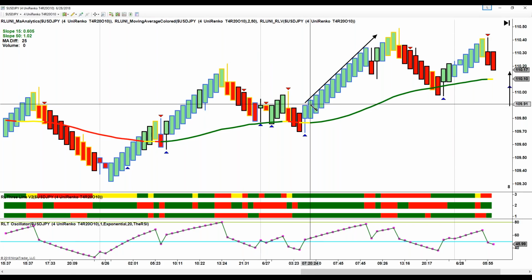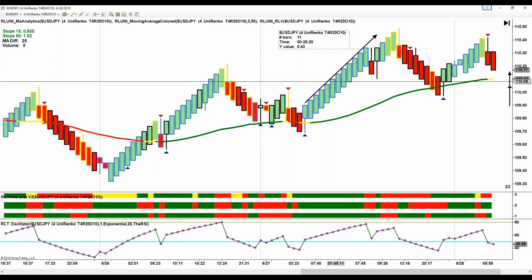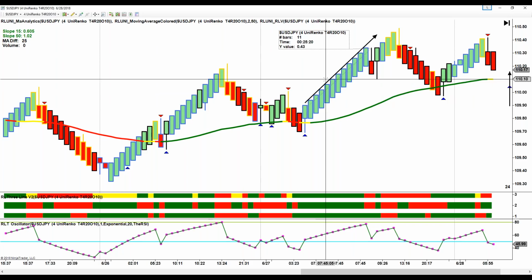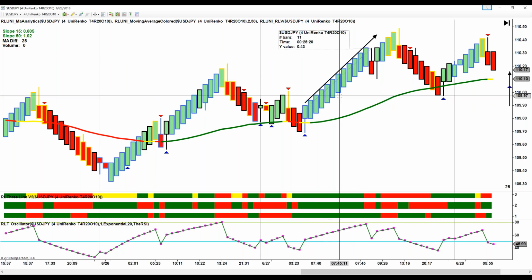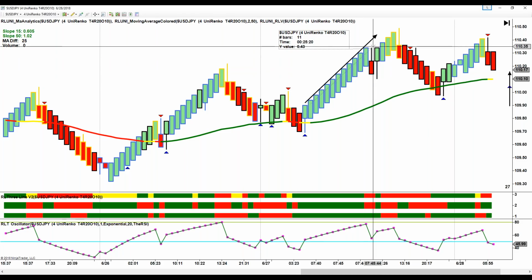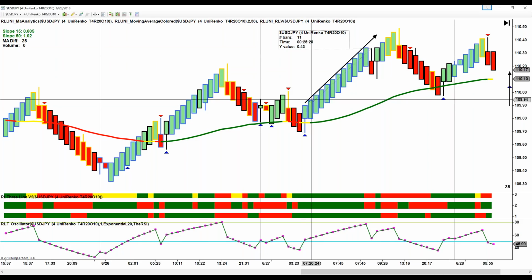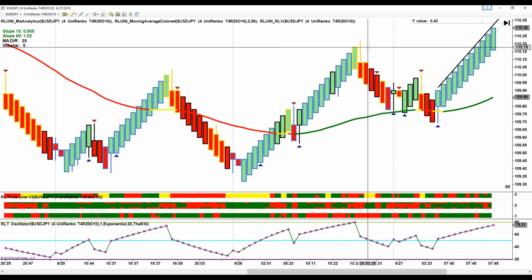And this is a 4 Unorenko. So this is a 43 pip trade. And there's no way you're going to get taken out because there's no wick at the bottom of this candle. Now, you're not going to get the top of the trade because you're going to be on a trailer. But the trade from entry to maximum excursion is 43 pips.